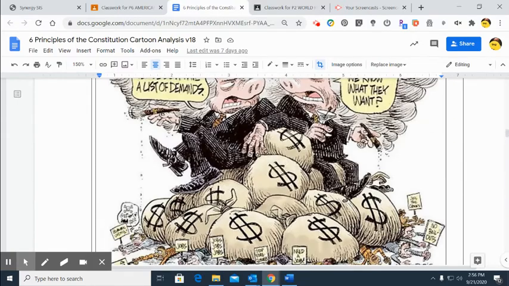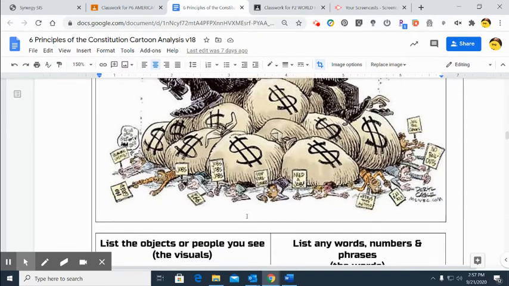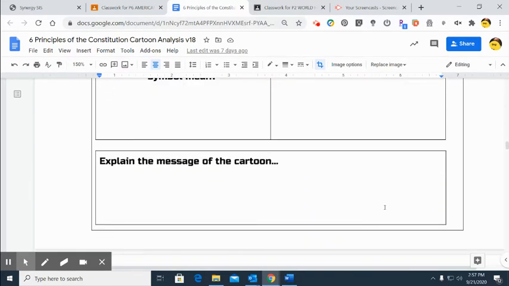The money again symbolizes the debt. Our national debt is extensive. And the pigs sitting on top of the money symbolize the government is lazy and not trying to help pay it off. Based on the words, numbers, and phrases, explain the message of the cartoon. The message of the cartoon is the government or leaders of the government do not focus on problems that civilians are facing and look at their own problems.